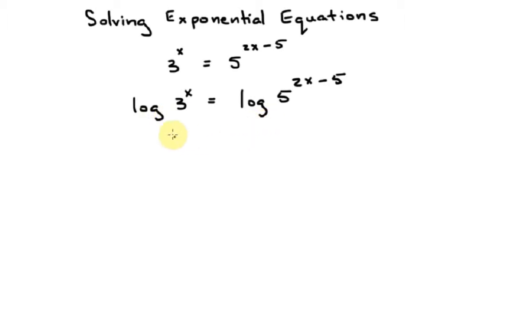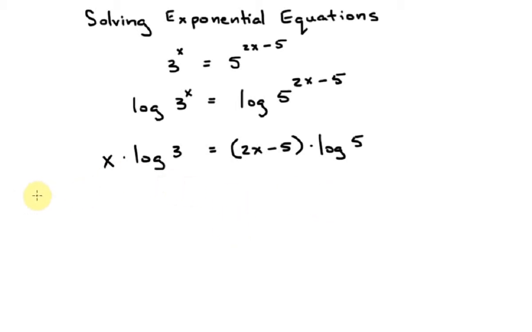Now, why am I doing this? Because, see these exponents? I can bring them out front. It gets the exponents down on the ground. And so look what I now have. I have x times log 3. And log 3 is just a number. Now, the right side's a little more complicated because I have 2x minus 5 times log of 5. And remember, log of 5 is just some kind of weird decimal number, most likely, but it's just a number. So how would I continue to try to solve for x?